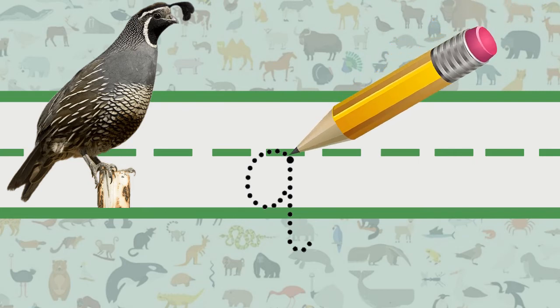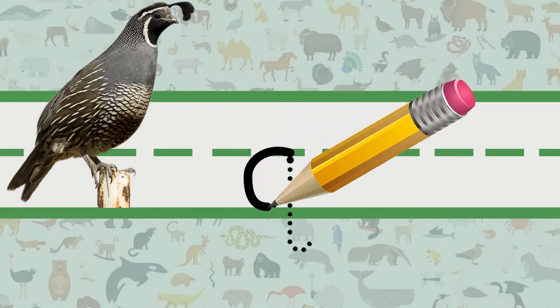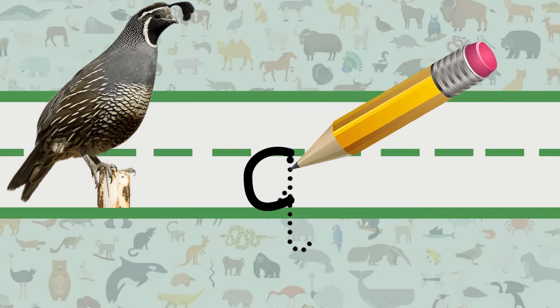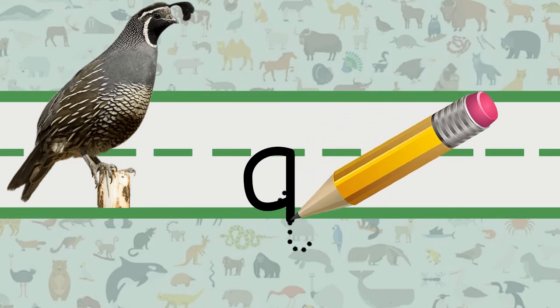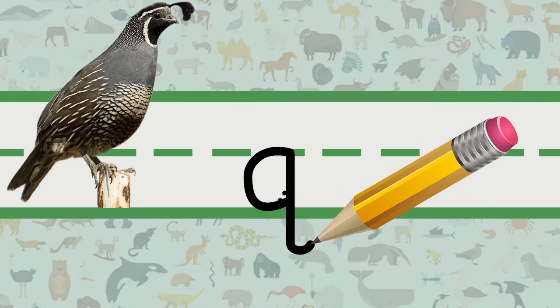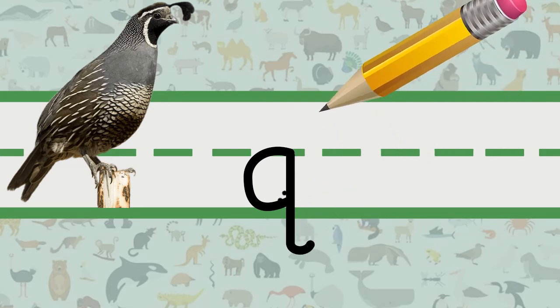Start at the middle and draw a curved line down to the bottom. Then go back to the middle and draw a line down below the bottom and curve to the right. Good job. Let's try that again.